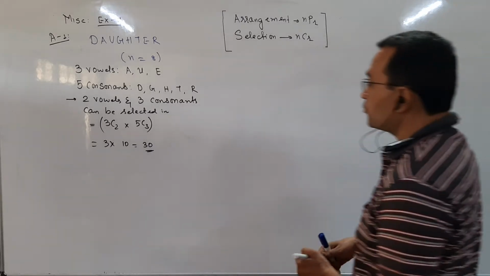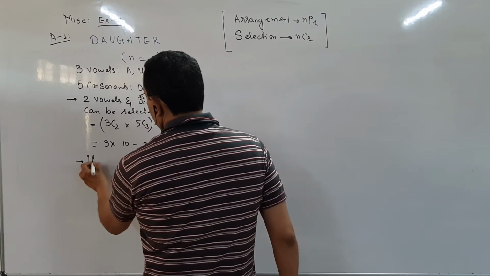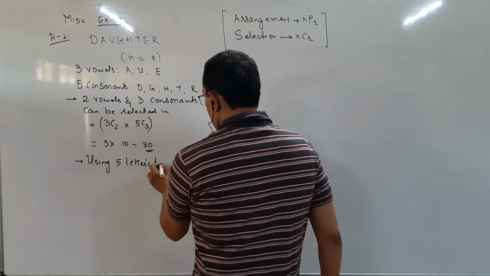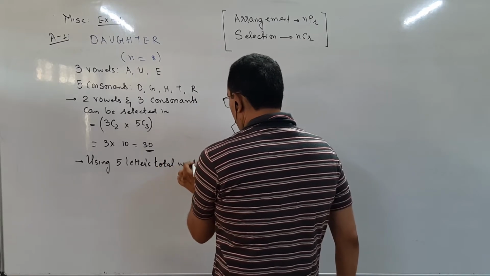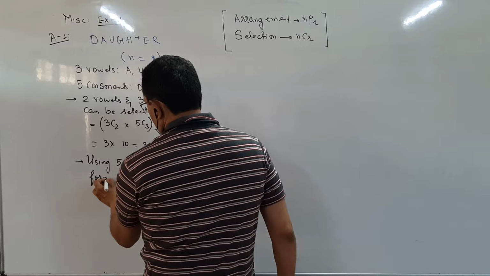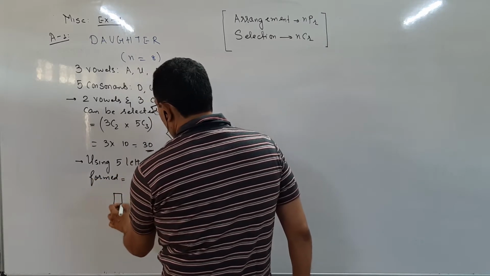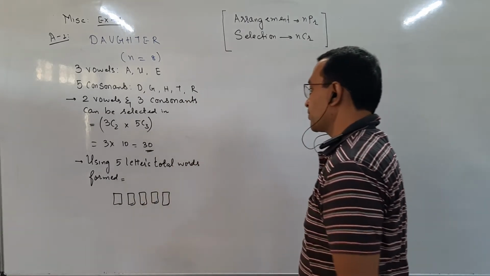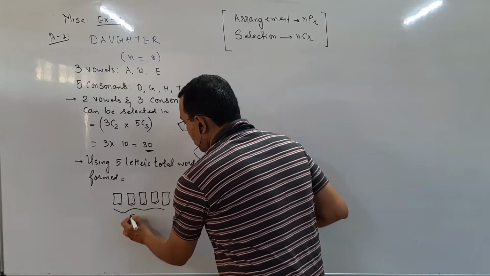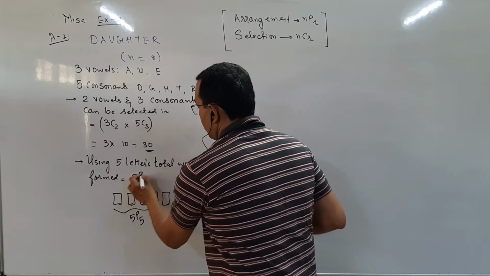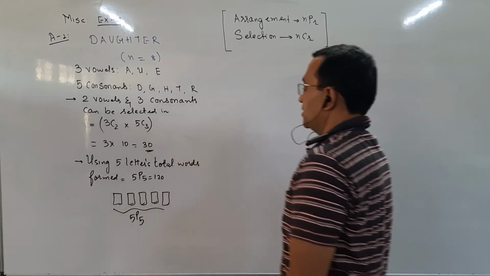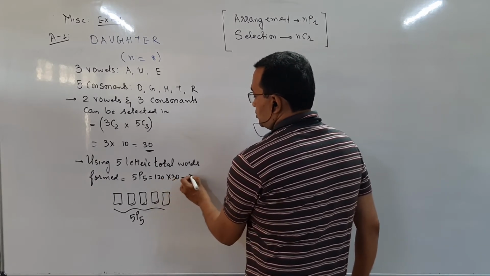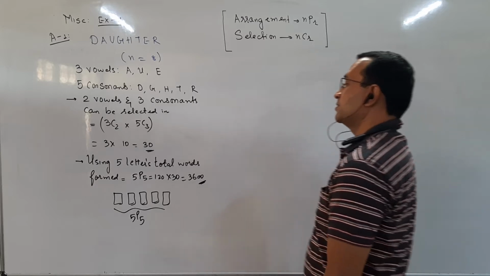Now these 5 letters I have to arrange using 5 letters. Total words formed is equal to, now draw 5 boxes. Words means arrangement of letters. So we have 5 letters and we have to arrange all 5. So 5 letters can be arranged in 5 factorial ways, and that is 120 ways, into 30. So the total answer will be 3600.